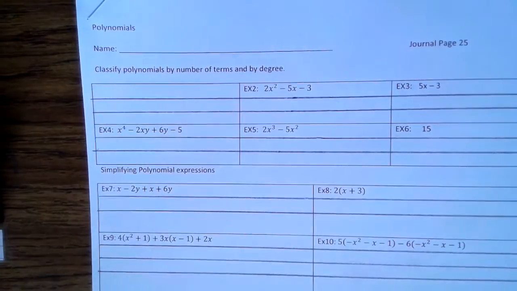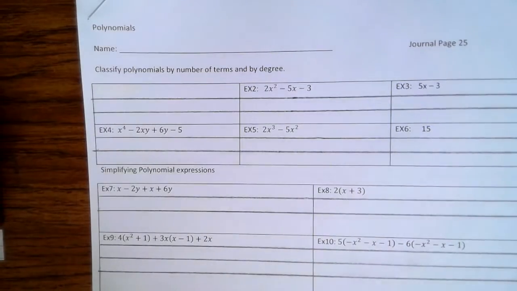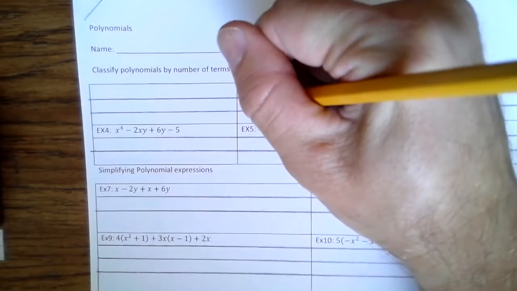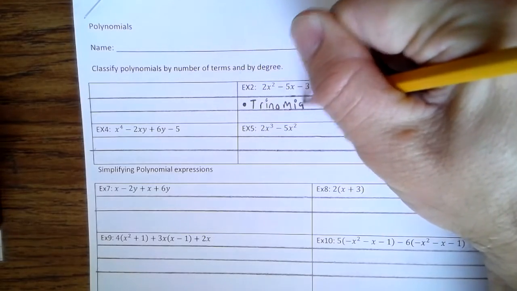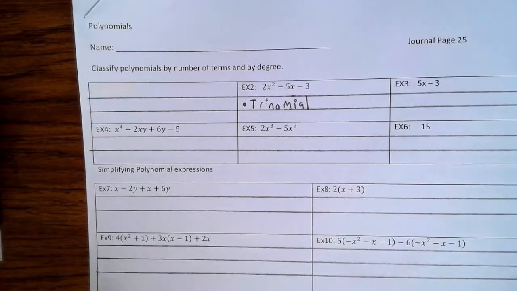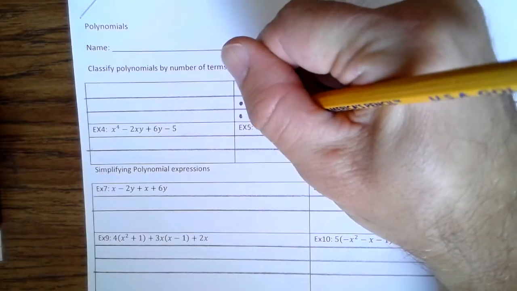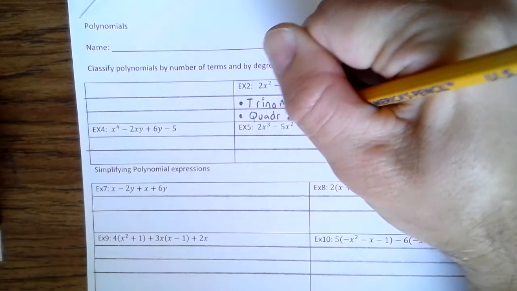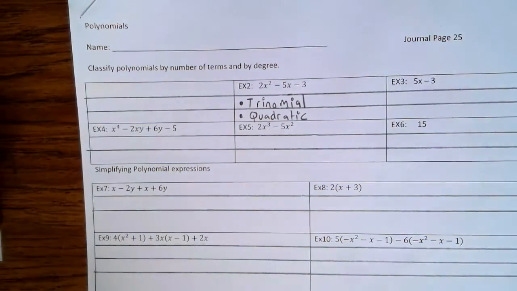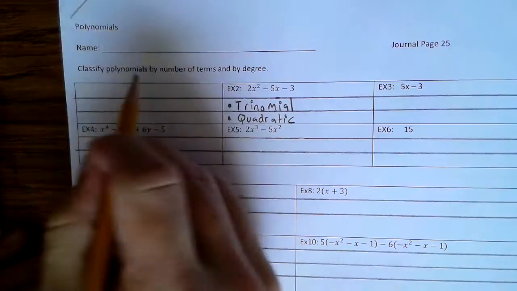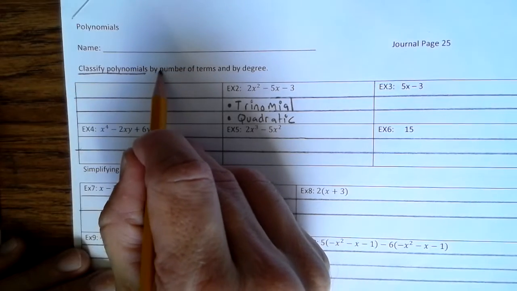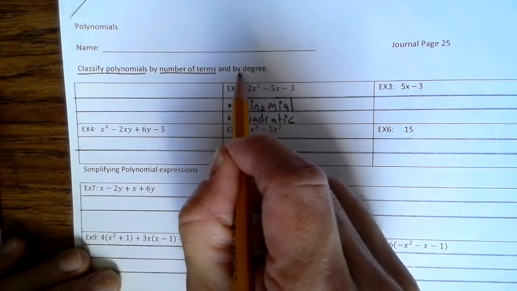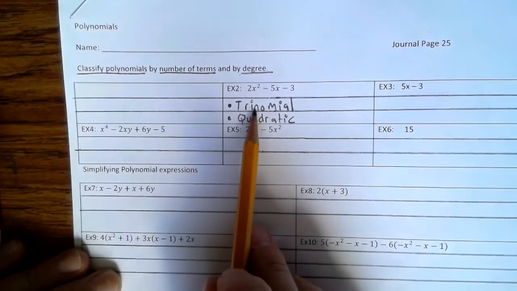Okay, example number 2. There are 3 terms, so it's a trinomial. And it's degree 2, so it's quadratic. Again, we're classifying the polynomial by number of terms and by degree. So the number of terms tells you it's trinomial, and the degree told you it's quadratic.